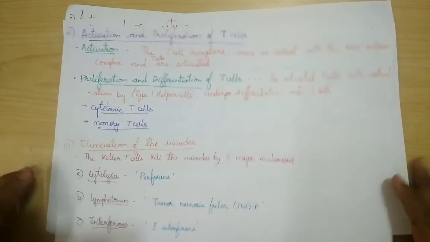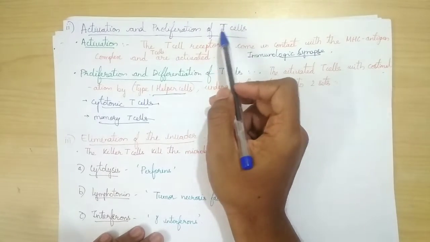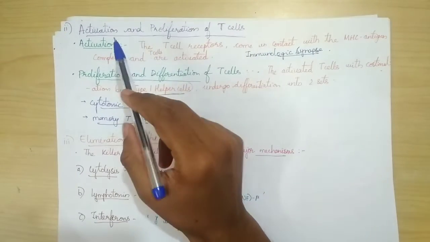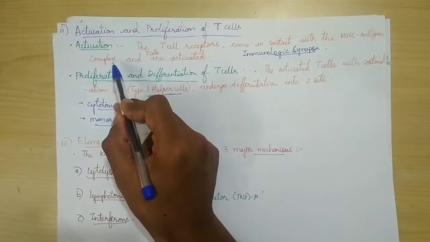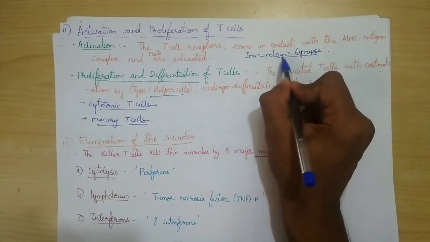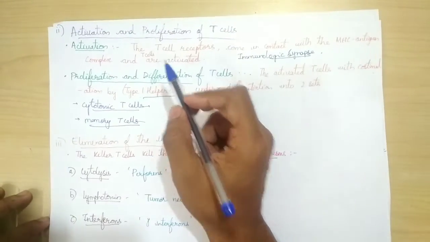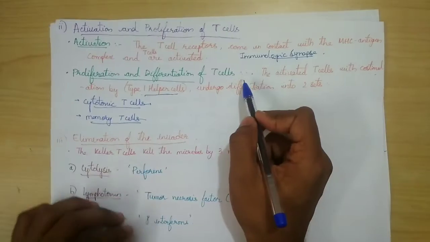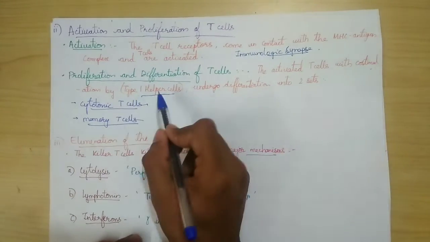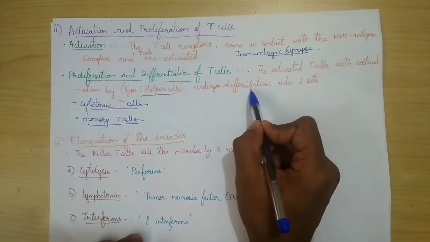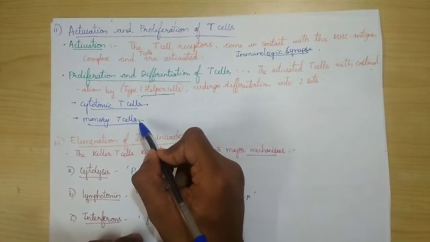So now let's talk about the second step of the cellular immunity. Activation and proliferation of the T cells. The activation: the T cell receptors come in contact with the MHC antigen complex of the APC through the immunologic synapse, and then the T cells are activated. Proliferation and differentiation of the T cells: the activated T cells, with the co-stimulation by the type 1 helper cells, undergo differentiation into two sets, cytotoxic T cells and memory T cells.